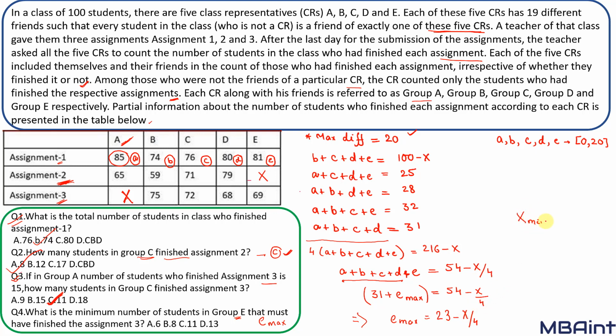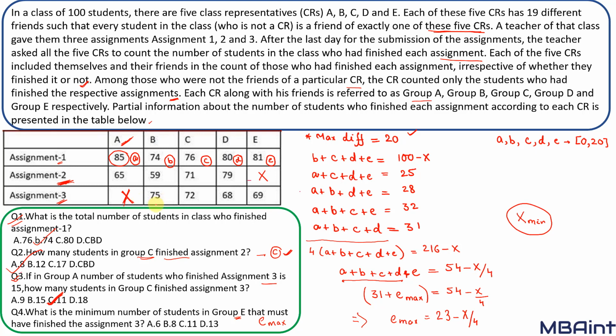Hope this is clear, right? In order to find the maximum value of E, we need to find the minimum value of x, because it is under a subtraction sign before that. Now what could be the minimum value of x? Let's look at the numbers over here. What could be the minimum value of x that would do the job?